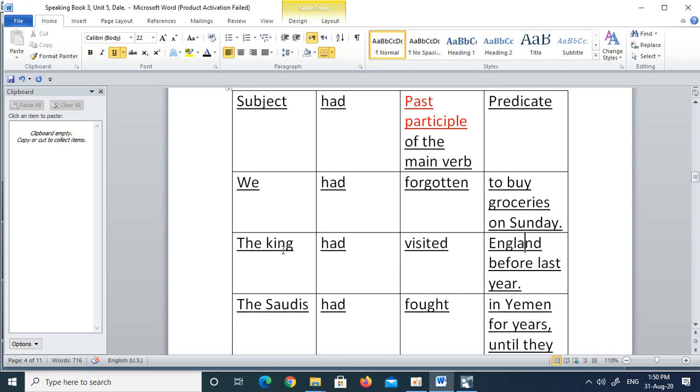If you have another sentence that starts with a subject, that then has a had, that then has a past participle, and a predicate that makes sense, then your sentence should be correct. Okay, so very simple. This is the construction: subject, had, past participle, and the predicate.